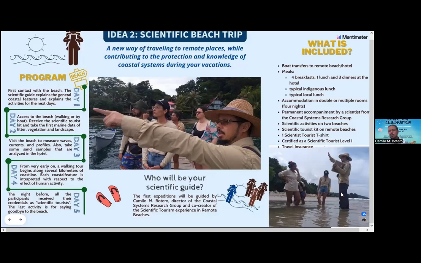Normally this package includes the boat transfer to a remote beach, the meals, the accommodations, the permanent accompaniment of a scientific guide, also scientific activities on remote beaches, and, as you can see in the picture, all of them have the same shirt. This is so that they feel really like scientific tourists, and they will get a certificate and also travel insurance. And the scientific guide will be a researcher. In this case, I was the scientific guide, you can see in the picture, but the idea is that it's not a tourist guide, it's a scientific guide. This is the second idea.